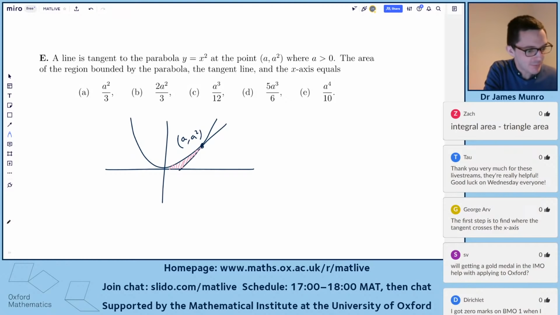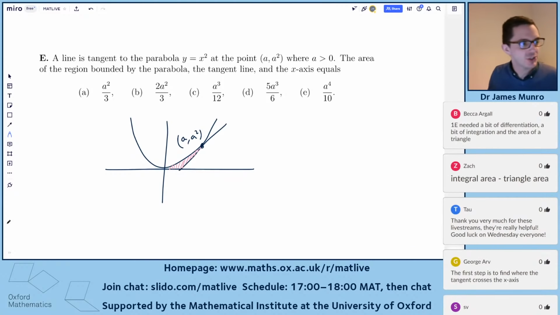Cool. Oh, chat. Thank you, Zach. Chat's reminded me. We're doing the thing. George is there too. Got to work out what this point is, says George. And Zach's got a plan to do the integral and then subtract. Becca has a clue. I like that clue. Becca's still here. Bit of differentiation, bit of integration, and the area of a triangle.